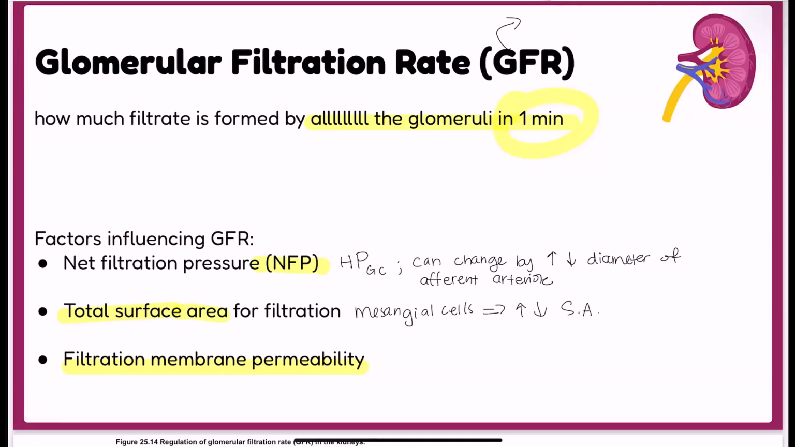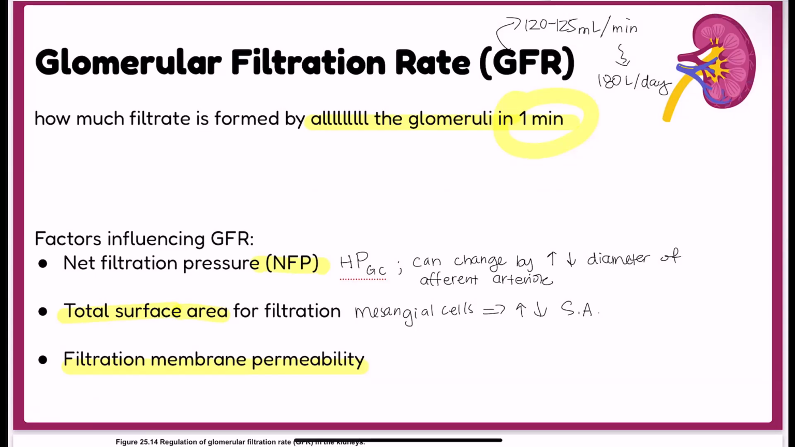Overall, when we're thinking about GFR, it is approximately 120 to 125 milliliters per minute. If that doesn't mean anything to you, because it doesn't really to me, think about 180 liters per day of filtrate that we form. So that's like 90 two-liter bottles of soda being produced per day of filtrate. And that's not how much urine is being formed, it's how much filtrate is being formed.